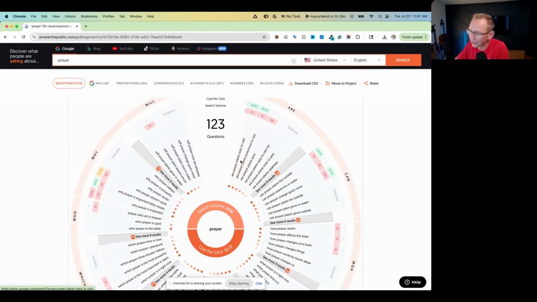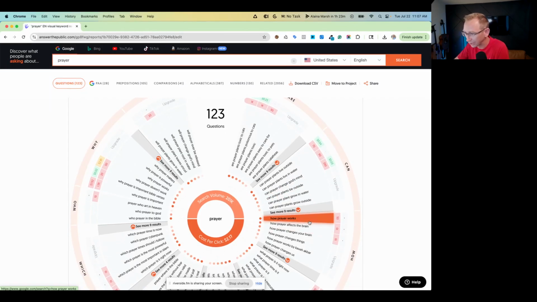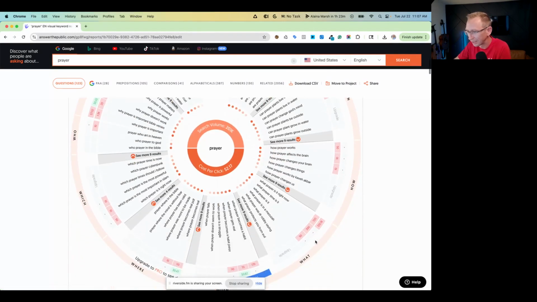Now, what's funny here, look at this. Are prayer plants toxic to cats? That gets just as many searches there. So there are some prayer plant questions there. Let's take a look here. How prayer works, that's a great question. How prayer affects the brain. Now, not as high of a search as why prayer is important, but you can see that there. Let's see, what else do we have here?